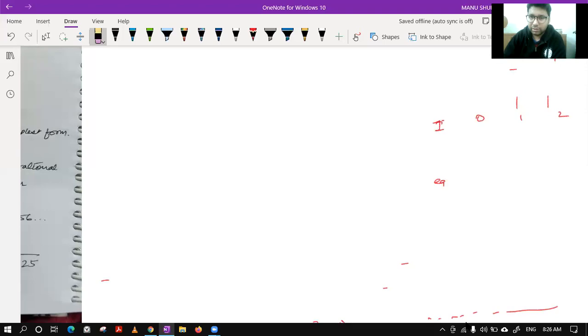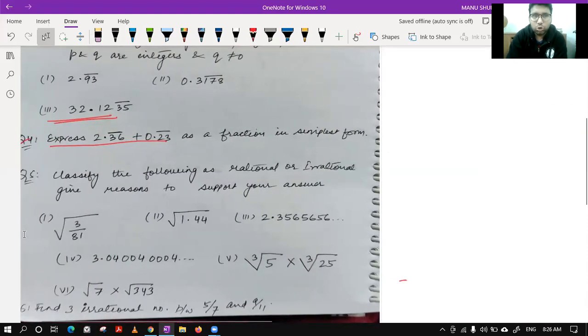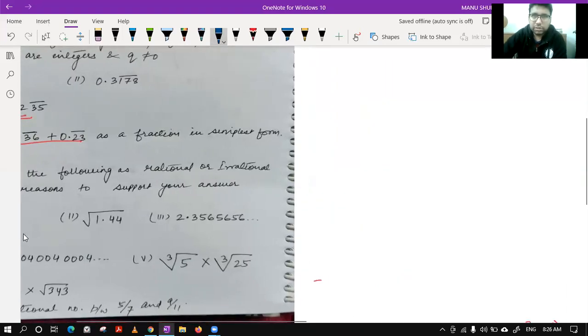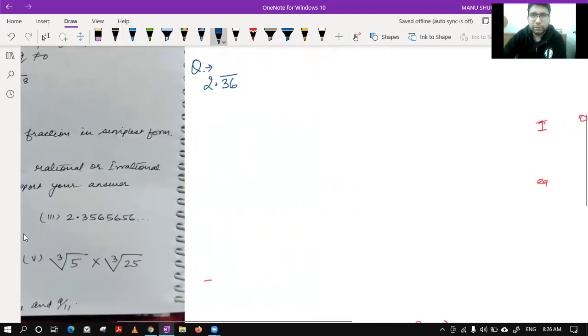I will just give the hint, Moksha. It is similar to question number 3 only. You just need to get rid of the repeating part. Okay. See, 2.36 bar and 0.23 bar. So let's see. The question is, you have to add 2.36 bar plus 0.23 bar.